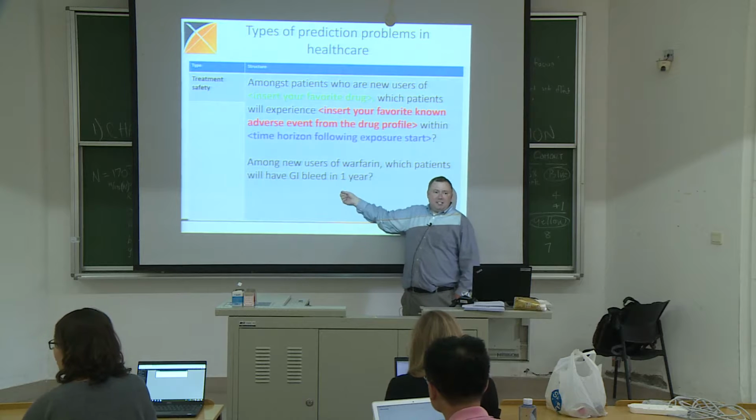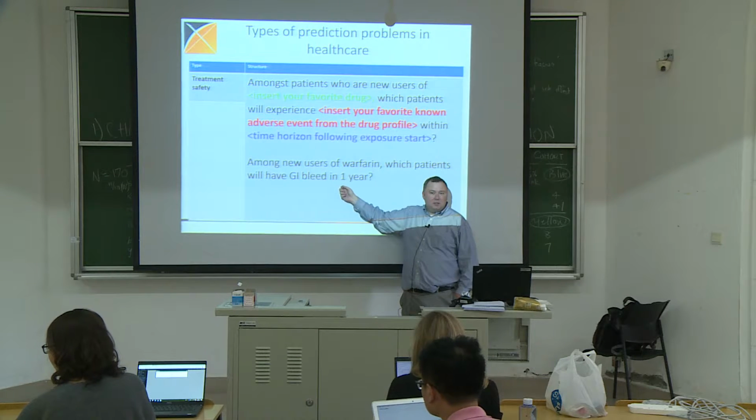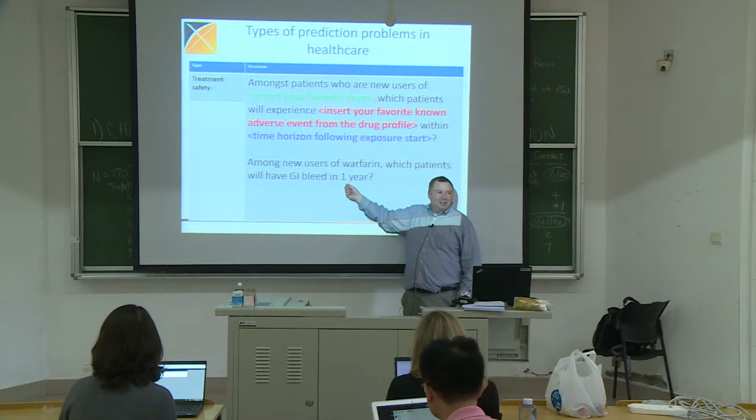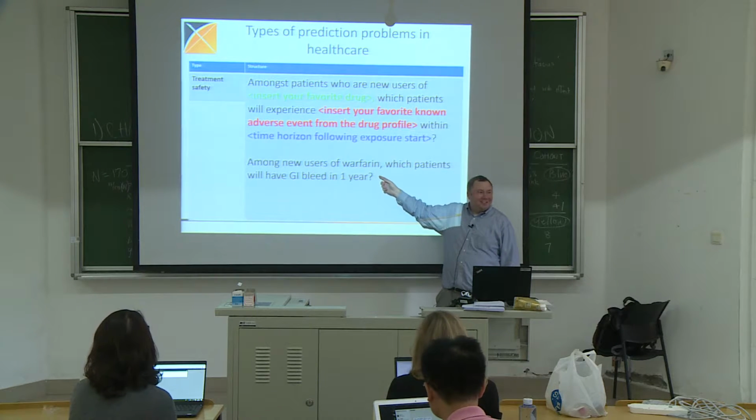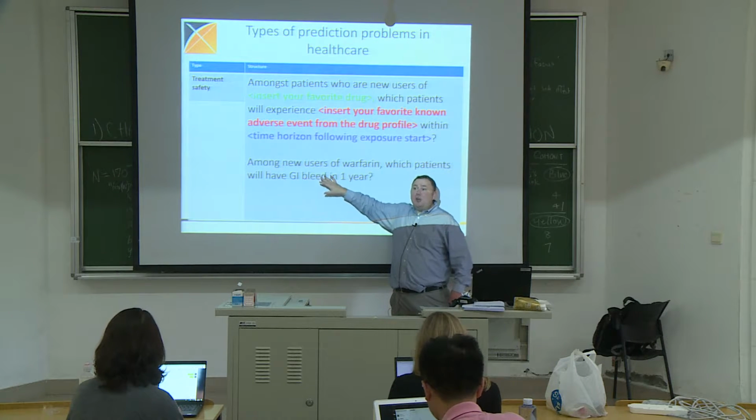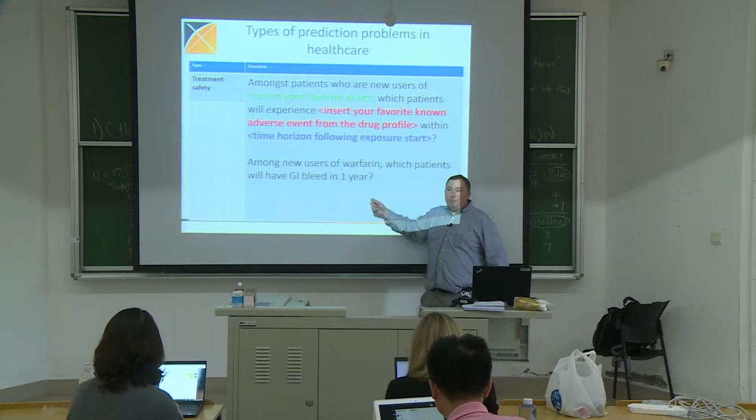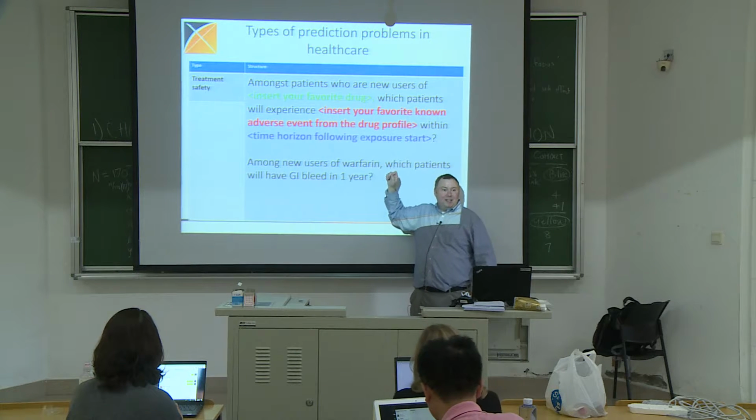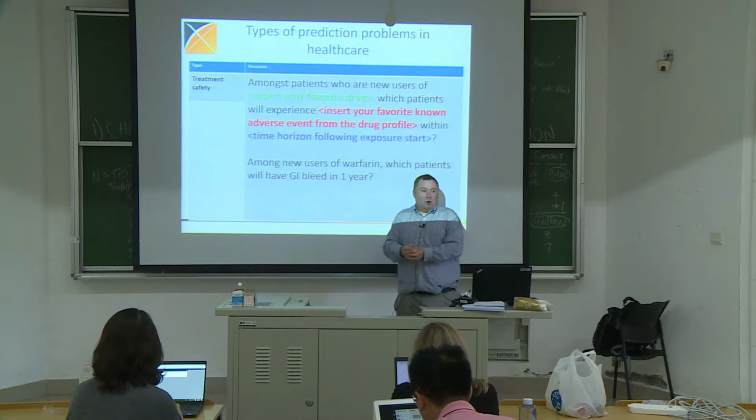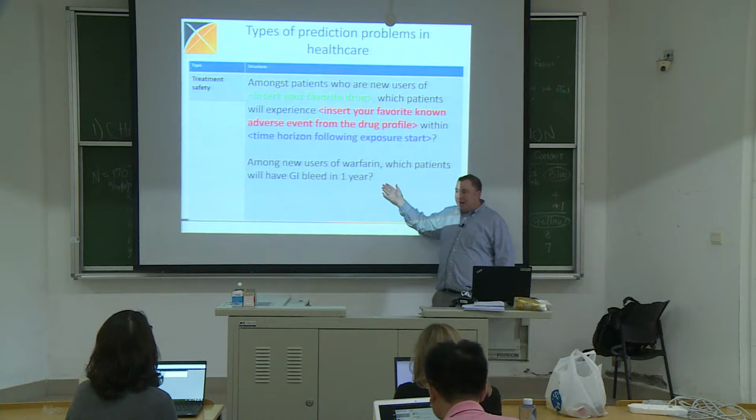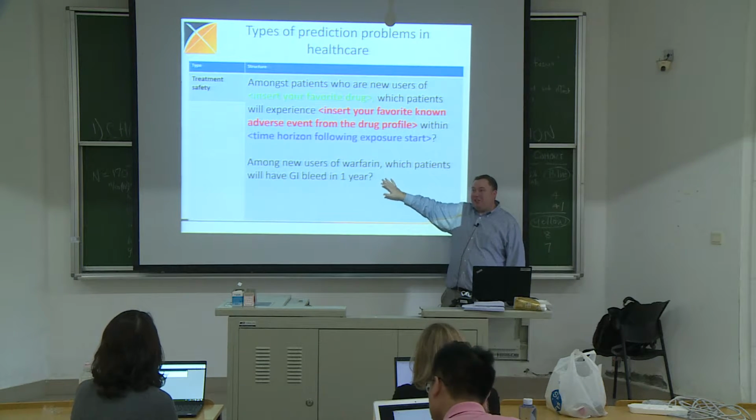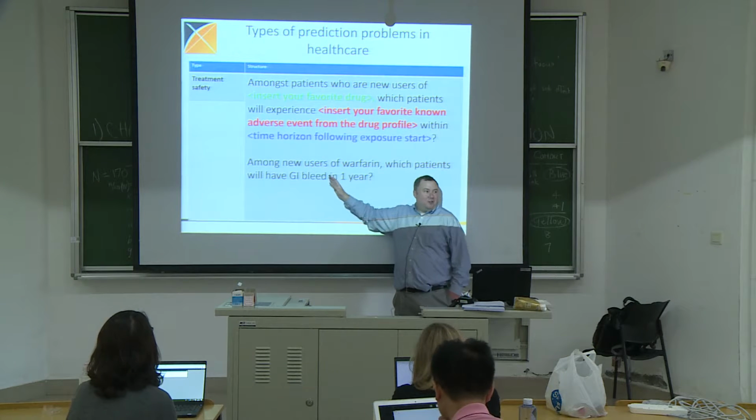Importantly, if I see that I have a high risk, it doesn't mean that what I should do is choose to not take my drug, because this prediction problem does not tell me that I'm going to bleed because of the warfarin. It is simply saying, now that I've made the decision to take warfarin, what's the chance that I'm going to have this bleed? So you cannot use this information to decide to no longer be a warfarin user.